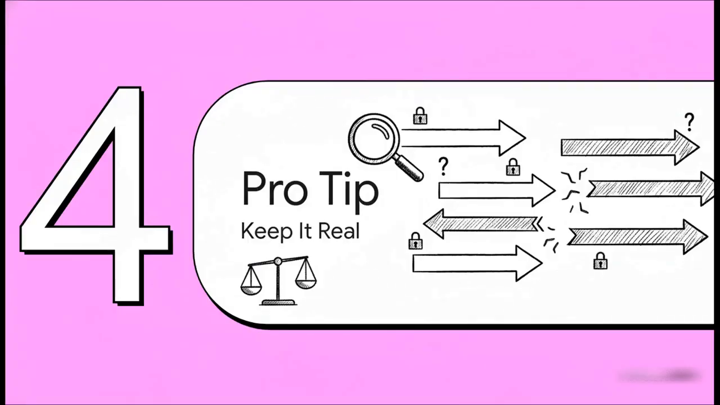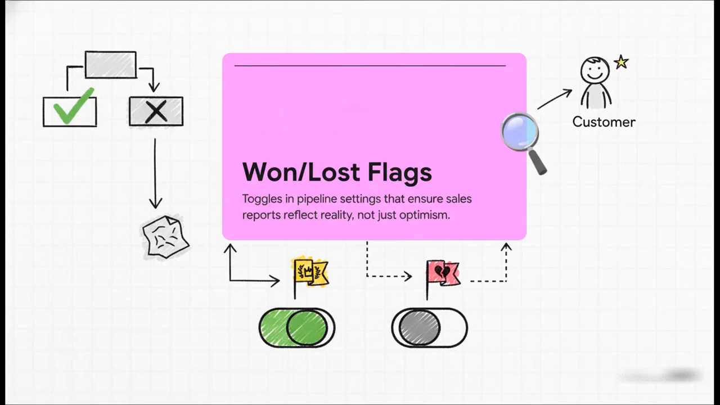All right, lean in for a second, because I've got a pro tip for you. This is going to help you get even more out of your pipeline. The secret is to keep it real. So inside your pipeline settings, you'll see these simple little toggles called won and lost flags. Now, using these is absolutely crucial. See, when you drag a deal into a stage that you flagged as won, HelloCRM knows to automatically update that contact's lifecycle stage to customer. It's what makes sure your reports reflect reality, not just wishful thinking, and it powers all your smart automation.